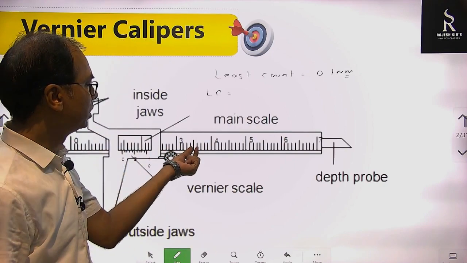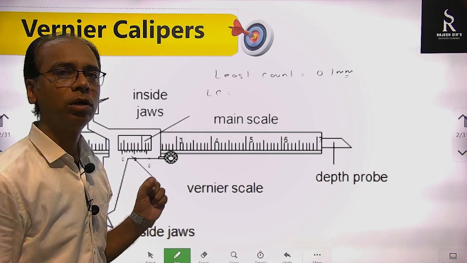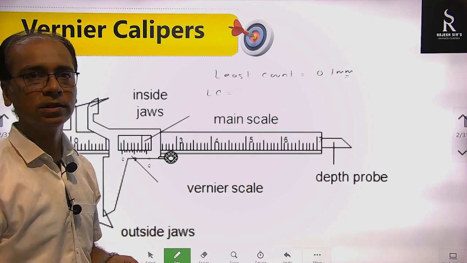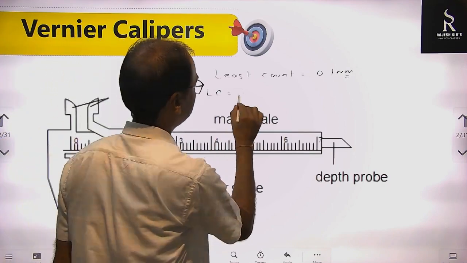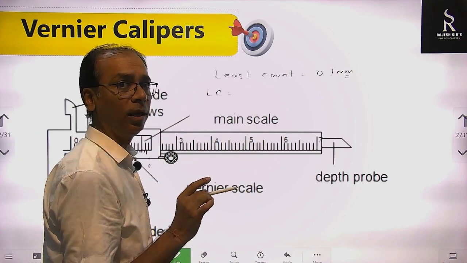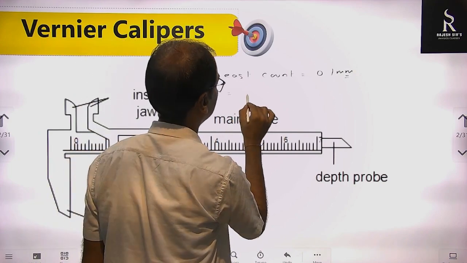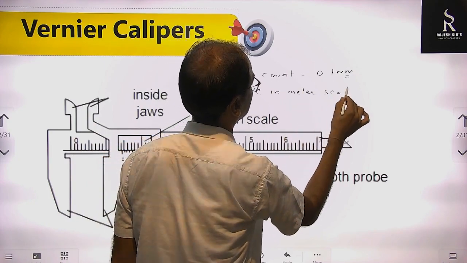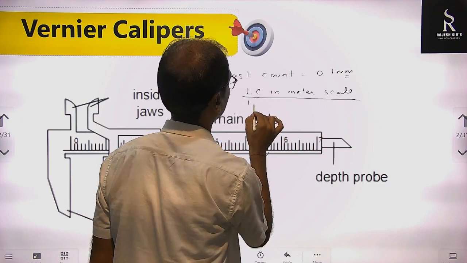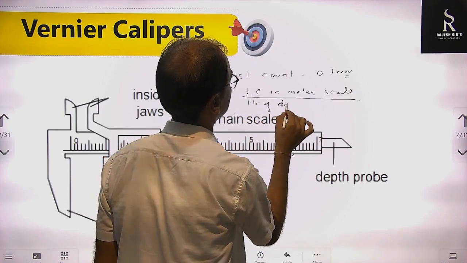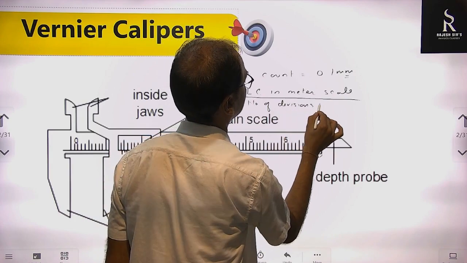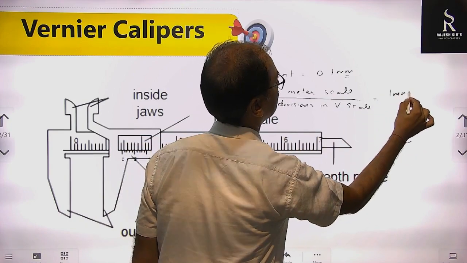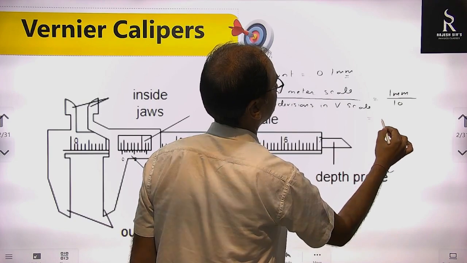What is the minimum you can measure on meter scale? Minimum you can measure on meter scale is 1 mm, divided by the number of divisions in vernier scale. You can say least count of meter scale by number of divisions in vernier scale. This used to be 1 mm, we discussed it yesterday, and this is actually 10. So it becomes 0.1 mm.